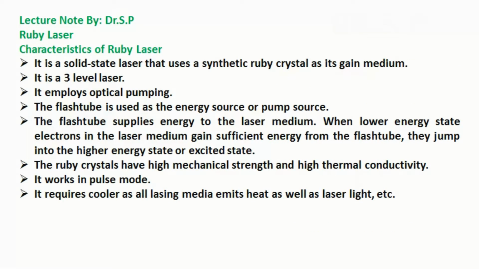The characteristics of ruby laser are: it is a solid-state laser that uses a synthetic ruby crystal as its gain medium. It is a 3-level laser. It employs optical pumping. The flash tube is used as the energy source or pump source. The flash tube supplies energy to the laser medium. When lower energy state electrons in the laser medium gain sufficient energy from the flash tube, they jump into the higher energy state or excited state.